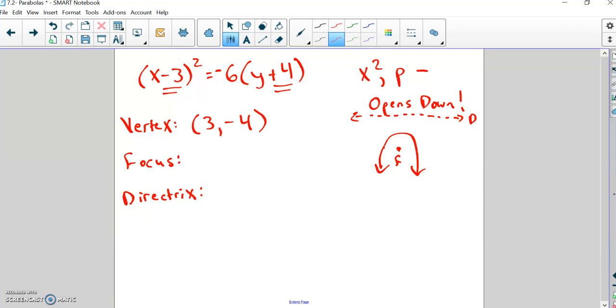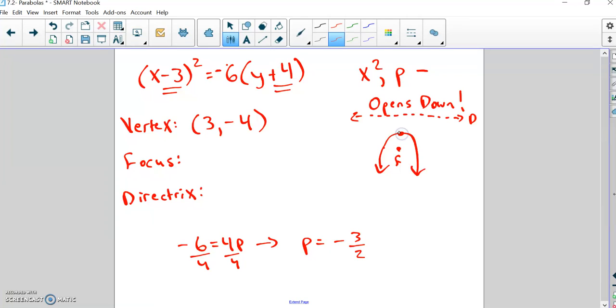Now, before we can figure out what those are, we need to know what p is. So remember, this number that's sitting out in front, -6, is always equal to 4p. So yes, we are going to have to work with a fraction here, and yes, that is okay. If I divide both sides by 4 and simplify this down, I get a p value of -3 divided by 2.